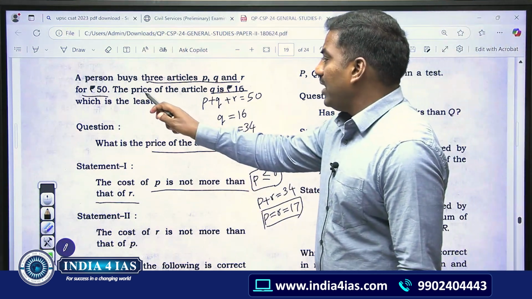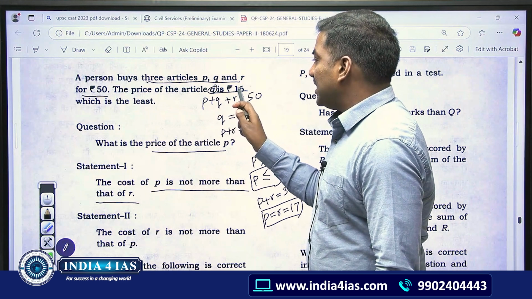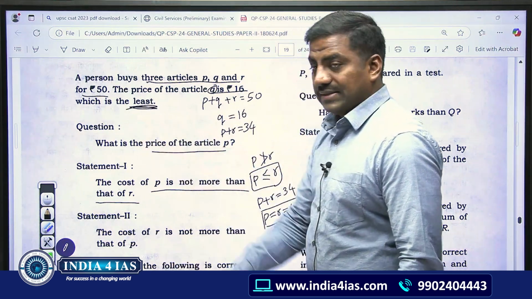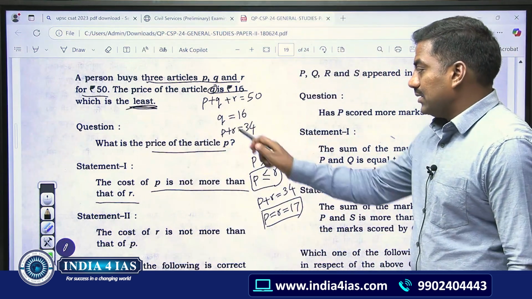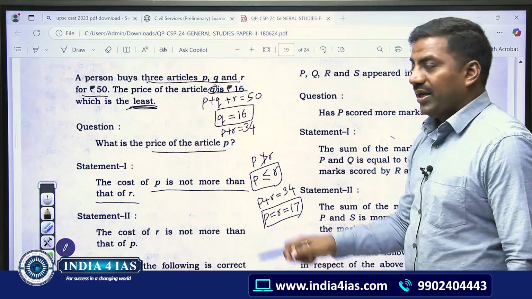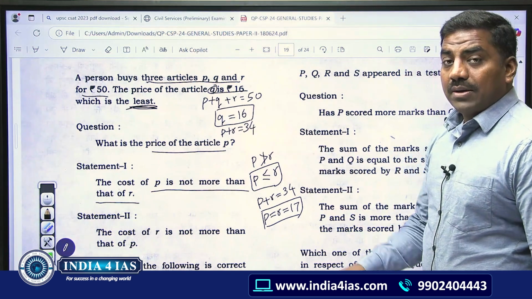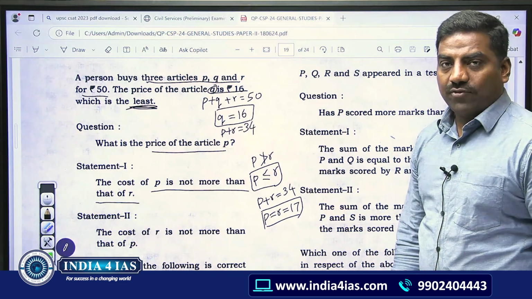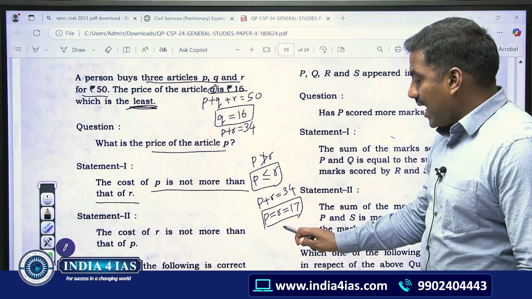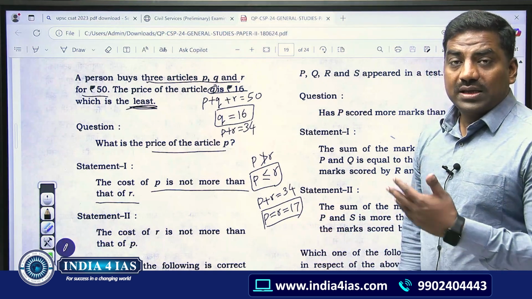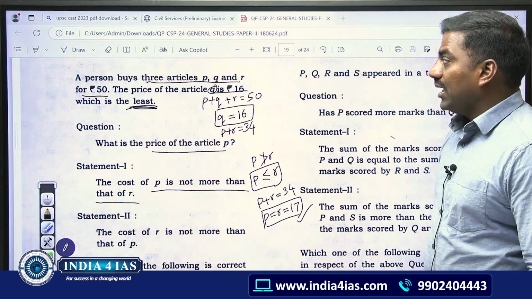But what is the statement here? The price of the article Q is 16, which is the least. Least article is at 16 rupees. Then P and R should be more than 16 for sure. So in this case, P and R are more than 16.